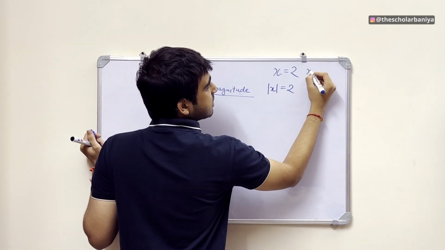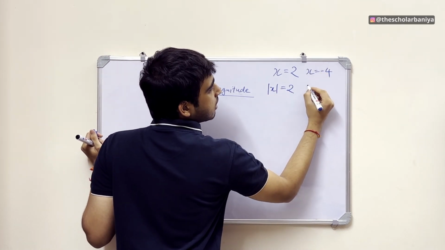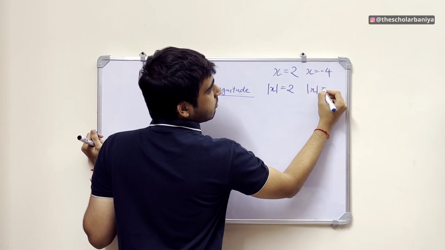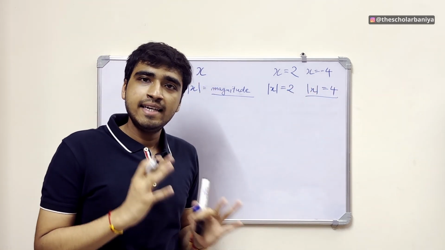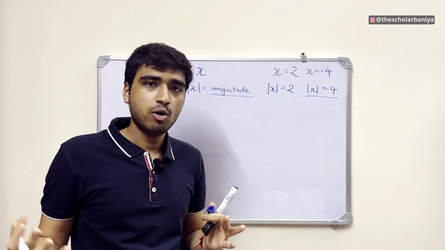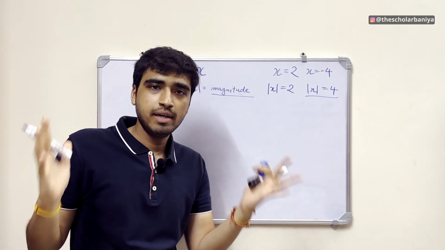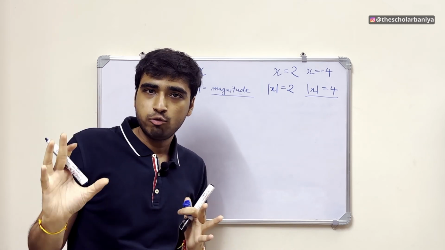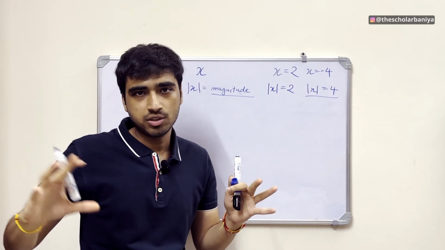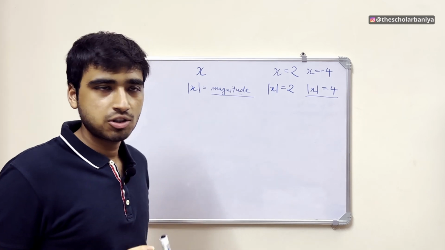For example, if x is equal to -4, then mod of x will be equal to 4. So any negative number inside a mod will become positive, and a positive number will remain positive. So basically, for any value inside a mod, the result will be a positive number, right? So that is one thing which should be very clear.